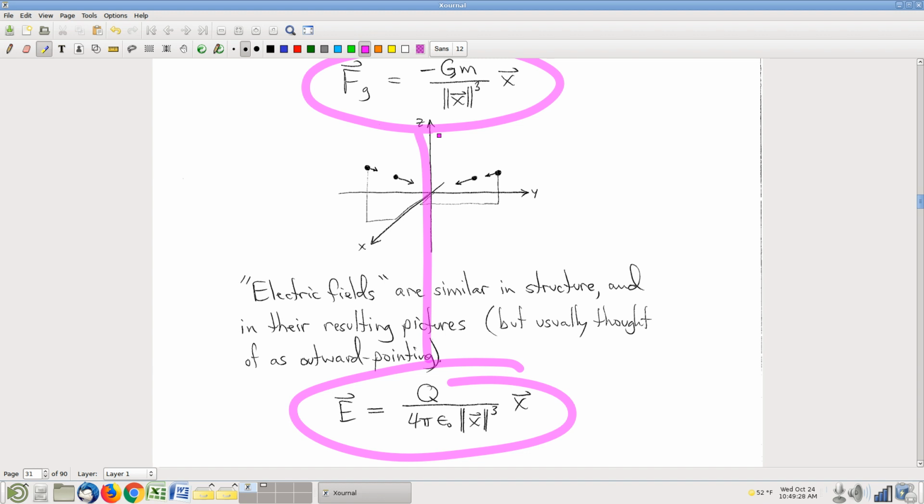So here's a neat fact then. It turns out that because these physically very different vector fields mathematically look a lot alike, the mathematical conclusions that you can draw about gravitational fields and electric fields end up being really, really similar. And we're going to see that play out later on in this.